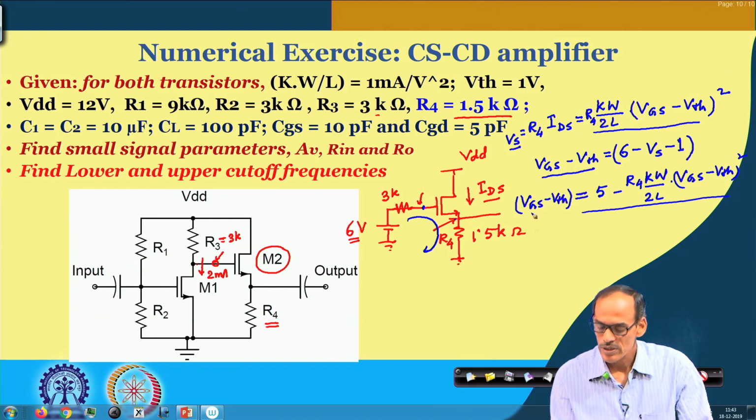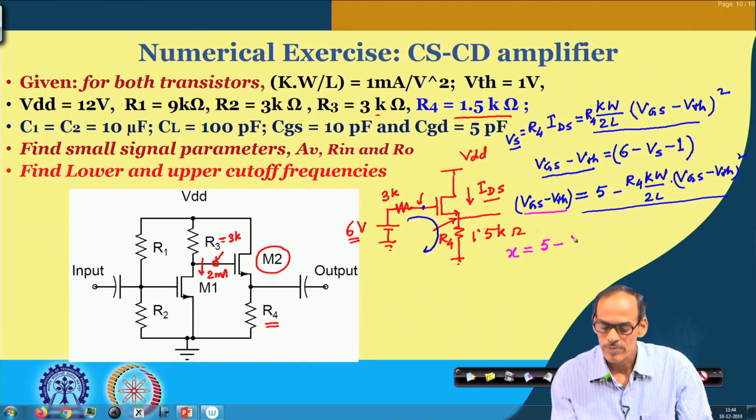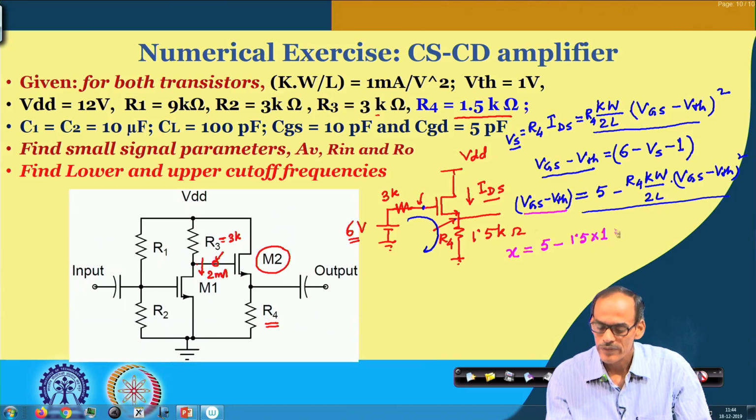Now, since this equation is coming primarily in terms of VGS minus VTH, let us consider this is x. So, we can say that x equals 5 minus R4, which is 1.5 K, and K W by 2L, which is 1 milli. So, K and milli are getting cancelled, and then we do have VGS minus VTH.